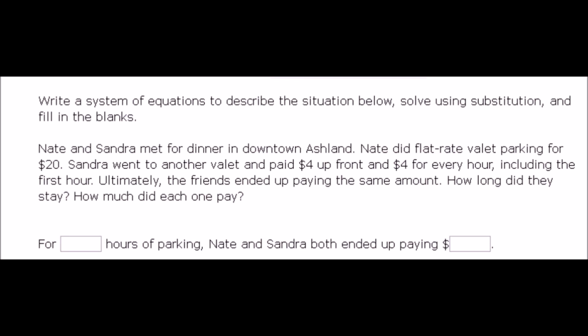Nate and Sandra met for dinner in downtown Ashland. Nate did flat rate valet parking for $20. Sandra went to another valet and paid $4 up front and $4 for every hour, including the first hour. Ultimately, the friends ended up paying the same amount. How long did they stay? How much did each one pay? So how do we solve this one?